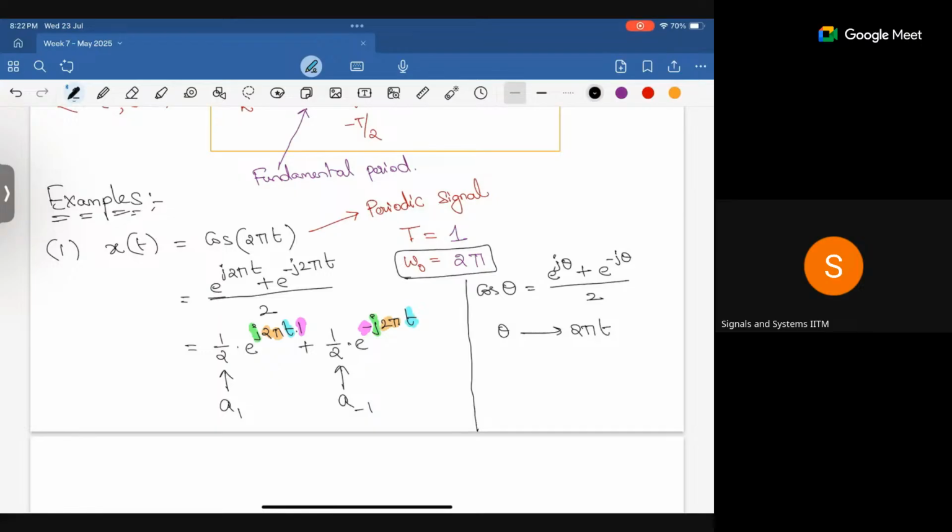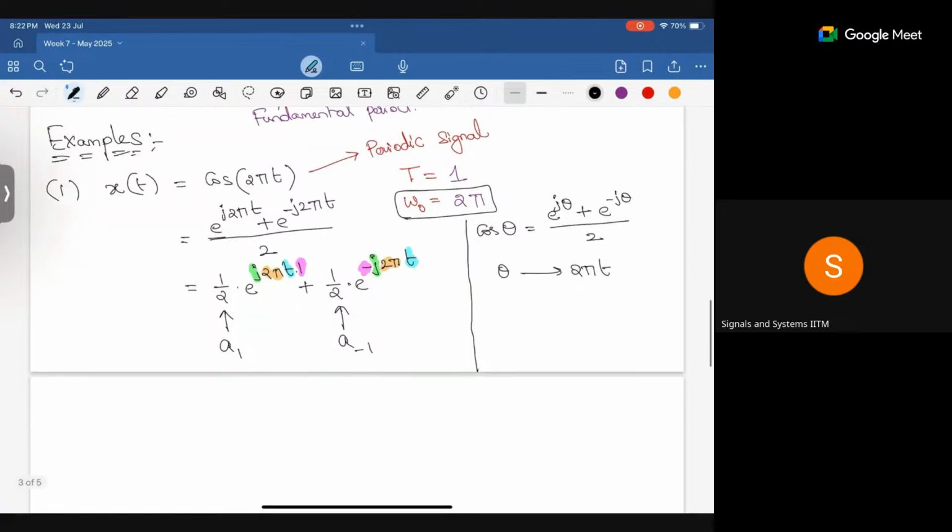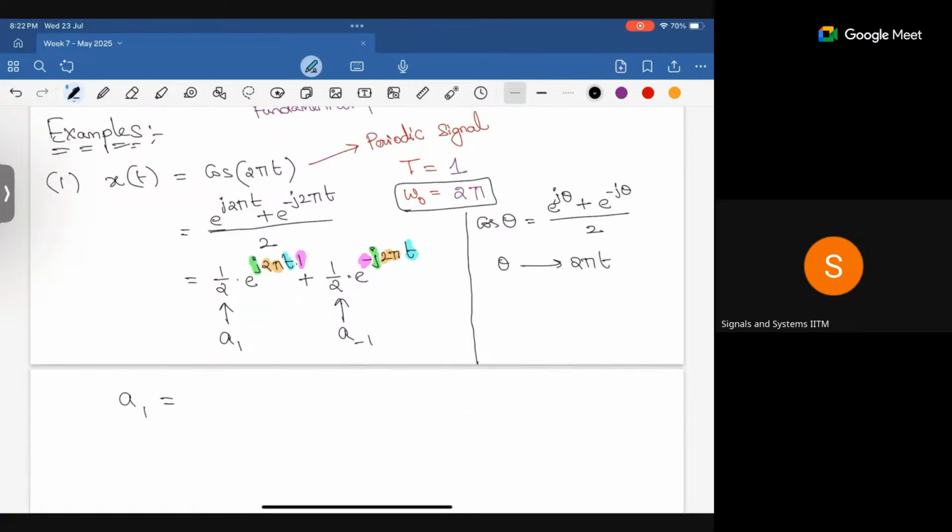And what about the rest? What about A0, A2, A minus 2, A minus 3, A3? All will be zeros, no? Therefore, the Fourier coefficients are A1 equals A minus 1 equals half, and Ak will be 0 for k not equal to plus or minus 1. So these are the Fourier coefficients for this first example.